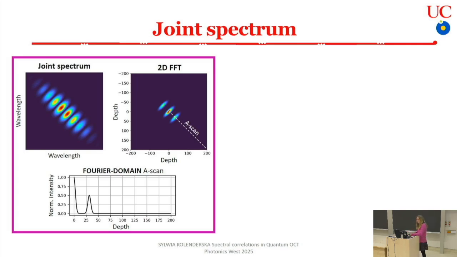Okay, so this is a mirror as an object. We have an interference pattern, just one frequency on the joint spectrum. Fourier transformation will give us this symmetrical image. So we can look basically at only half of it, because the other half is exactly the same thing as the first half, and by taking the diagonal, we get an A-scan.